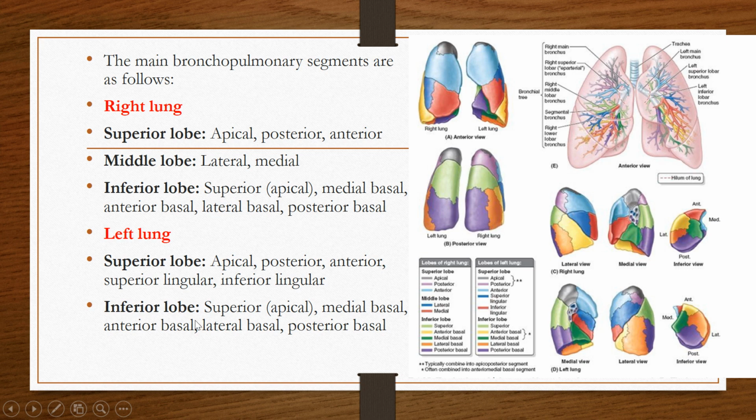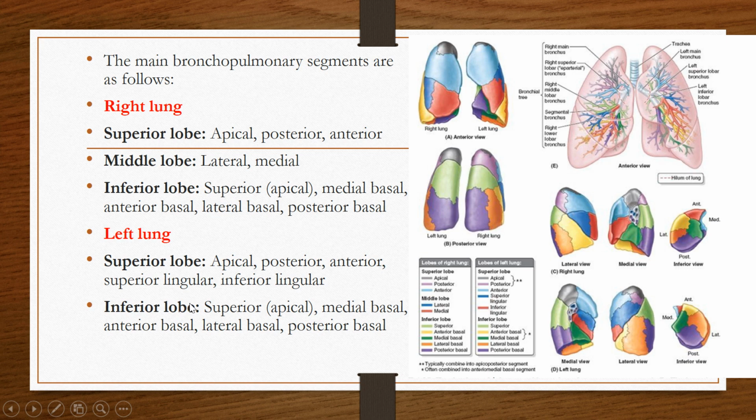Then in the inferior lobe, there will be superior, medial basal, anterior basal, lateral basal and posterior basal bronchopulmonary segments. All these are the names of the bronchopulmonary segments. 10 segments on the right lung, 10 segments in the left lung. The 10 segments in the right lung are present in 3 lobes, but the 10 bronchopulmonary segments in the left lung are present in the 2 lobes.